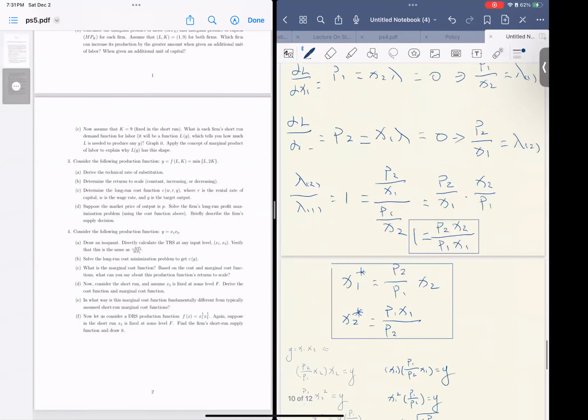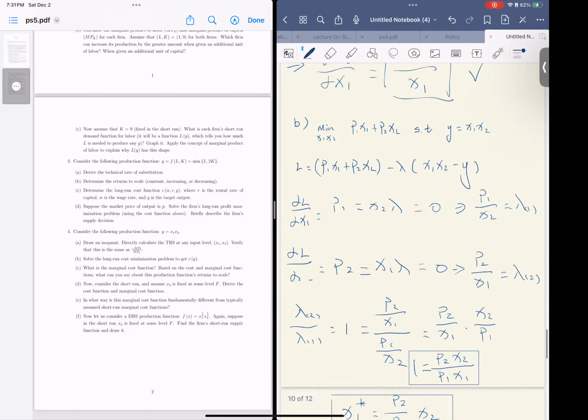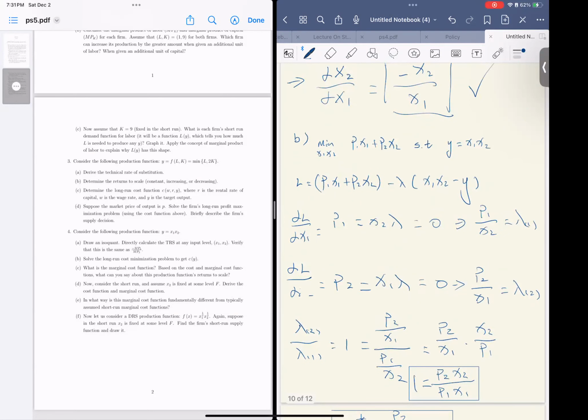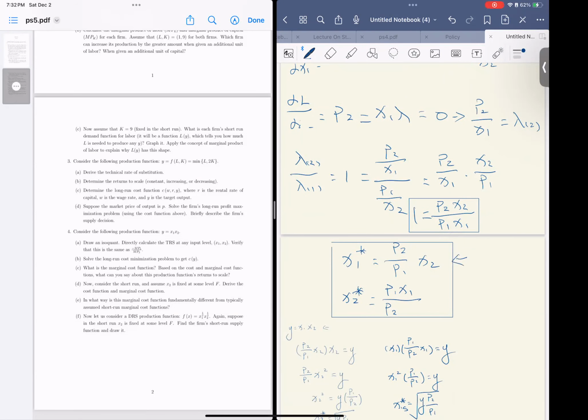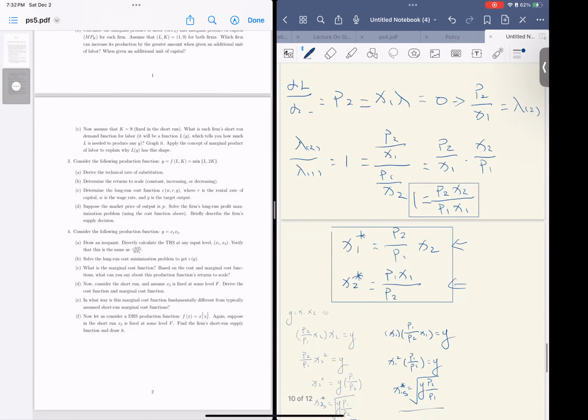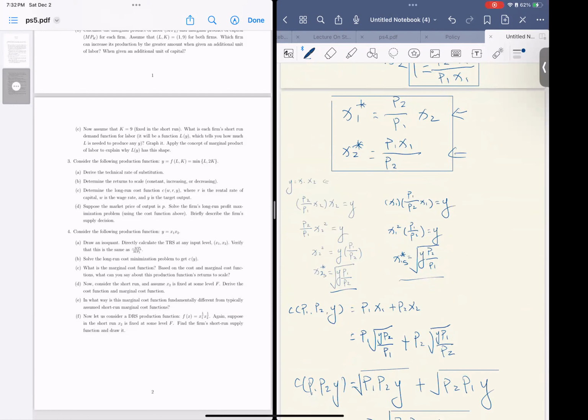Okay, so any question on this? Okay, to recap, for B, we do the cost minimization. This is the cost of production of goods one and goods two, subject to the decision of production. We find the ratio of how many goods one will produce compared to goods two, and how many goods two in terms of goods one. And then we plug back into our production function.